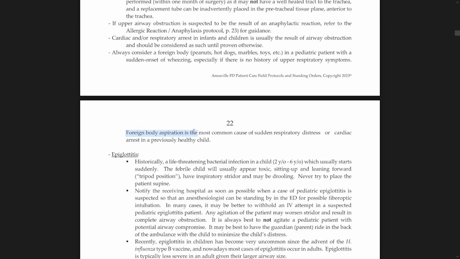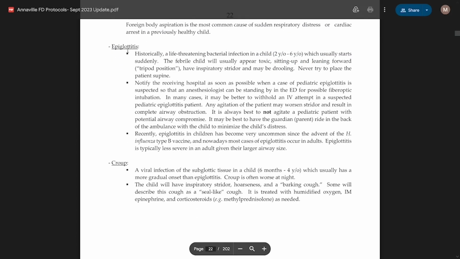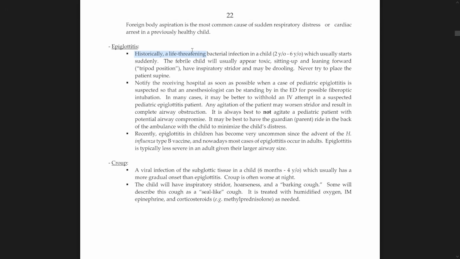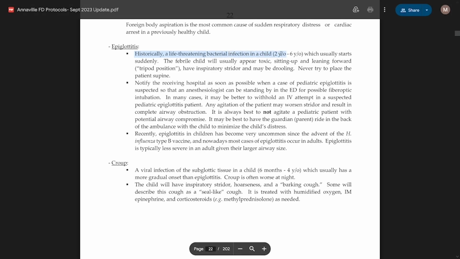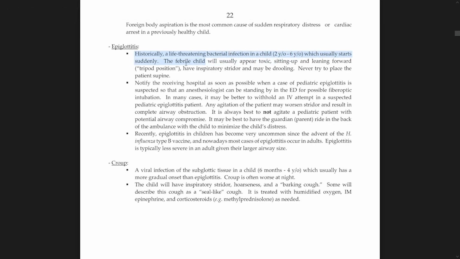Foreign body aspirations are the most common causes of sudden respiratory distress or cardiac arrest in a previously healthy child. For epiglottitis, this is a really big one, especially for people taking the NREMT-B. Historically, it is a life-threatening bacterial infection in a 2 to 6-year-old, which usually starts suddenly. The febrile child will appear toxic, sitting up and leaning forward in a tripod position. They'll have inspiratory stridor and may be drooling.